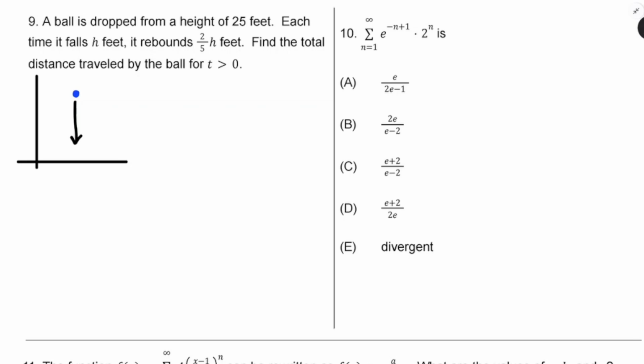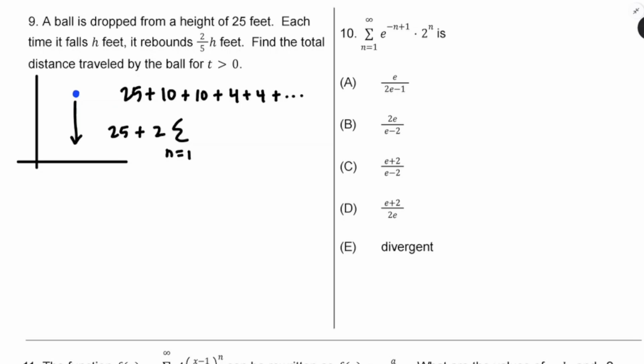And okay, so each time it falls, it rebounds 2/5 h feet. So I've got 25 is the first fall, plus then it's going to rebound to 2/5 of 25. And that's going to be 10 feet. Okay. But it goes up 10 feet, it's got to come down 10 feet, plus, and then 2/5 of 10 is going to be 4, and another 4 when it comes down, and then it's just going to keep going like that. Okay, so this one has got a little bit more going on to it. I kind of remember this problem from a previous year. So 25 plus, really it's kind of 2 times a series.